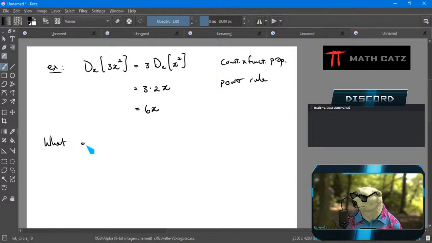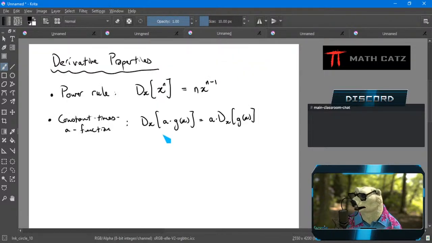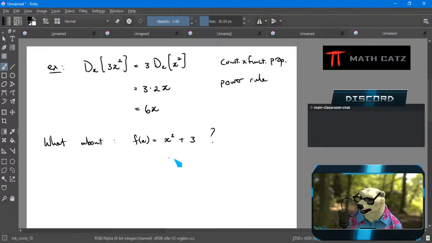what about another transformation? Like if I have the, oh, no, let's not do it this way. If I have the function x squared plus 3. What about that? So for that, I need more properties because I need to isolate the pieces that I see in this function. The derivative properties that I have so far don't handle when things are added together. So I kind of need more properties.